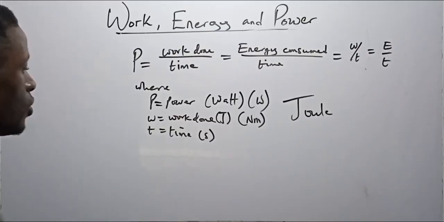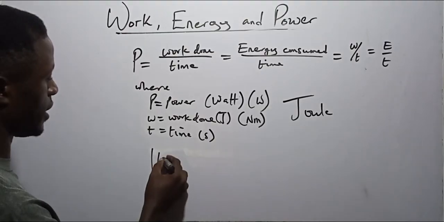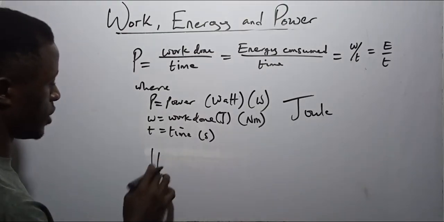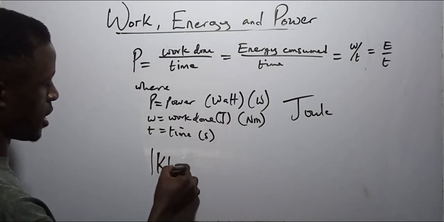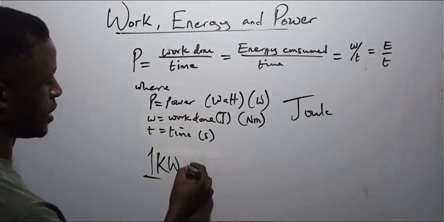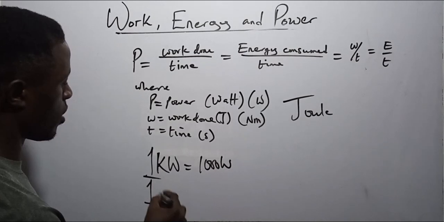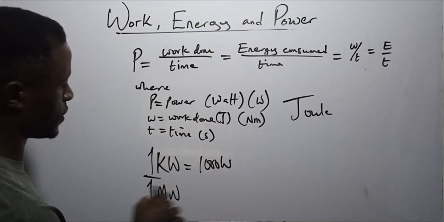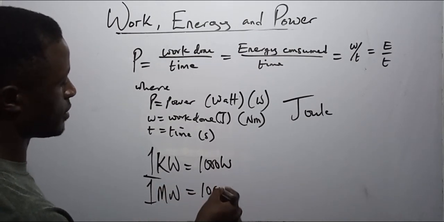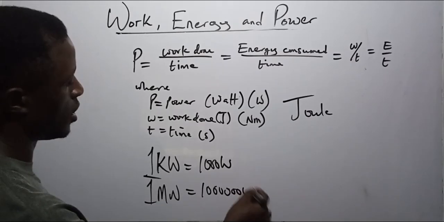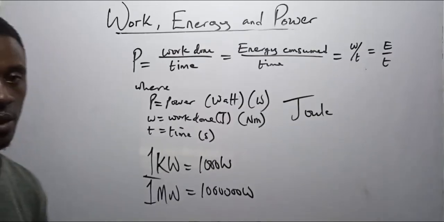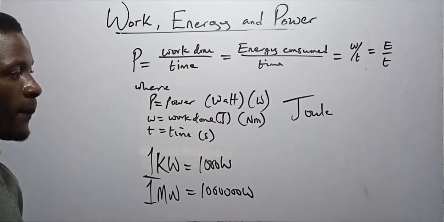Now, power is usually given in watts. So if you are giving power like this, 1 kilowatt, 1 kilowatt is 1,000 watts. You may be given 1 megawatt also. If you see 1 megawatt, 1 megawatt means 1 million watts. So that is how it is.